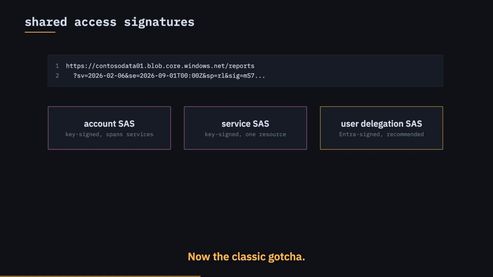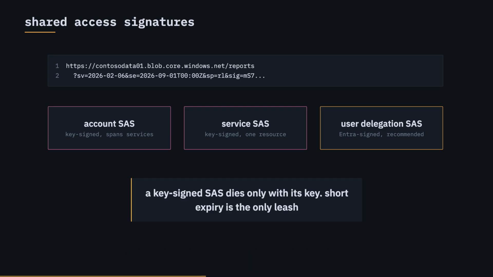Now, the classic gotcha. A key-signed SAS cannot be revoked on its own. It is just math over the key. The service validates the signature and no record of the token exists to delete. Until it expires, the only way to kill it is to regenerate the key that signed it, which instantly kills every other SAS signed with that key too. Short expiry times are not politeness. They are the only leash you have.